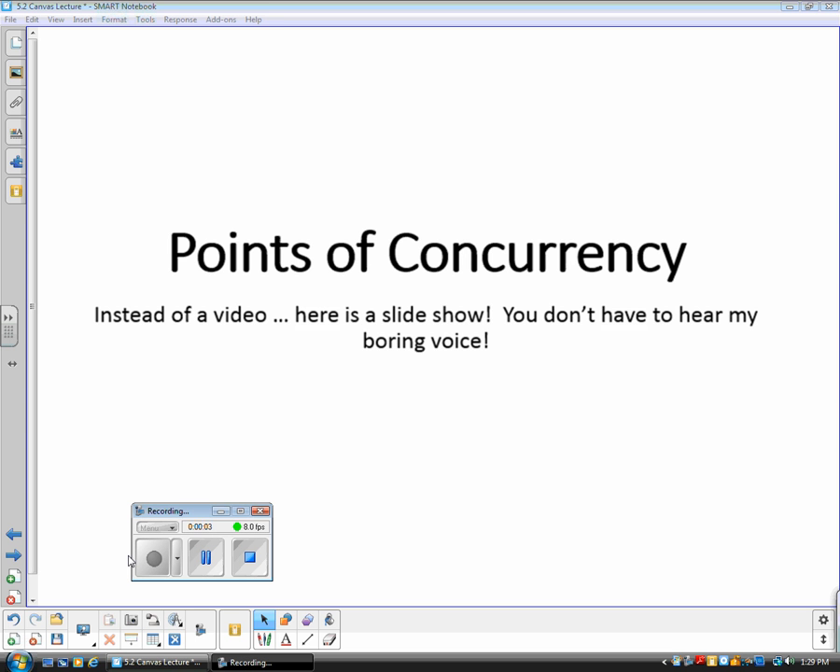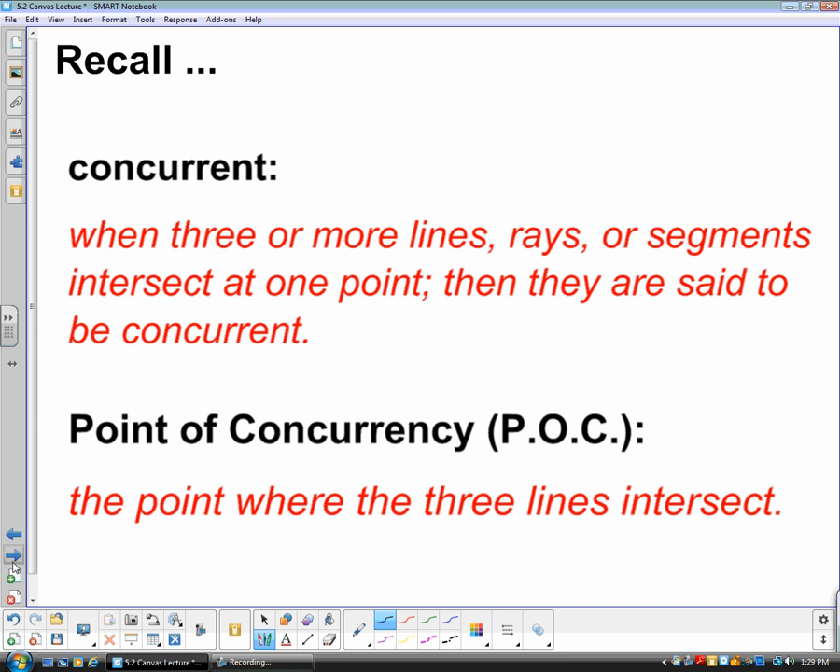This is the second video about points of concurrency. Just recall the vocab that we talked about yesterday. Concurrent means when three or more lines, these lines can be rays or segments, intersect at one point. When these lines intersect, that means that they are concurrent. The point of concurrency, we talked about the circumcenter and the incenter yesterday. Today we're going to talk about two more, and this is the point where the three lines are going to intersect.